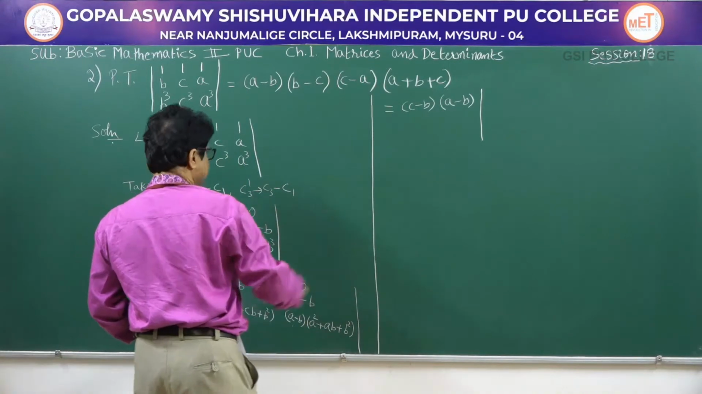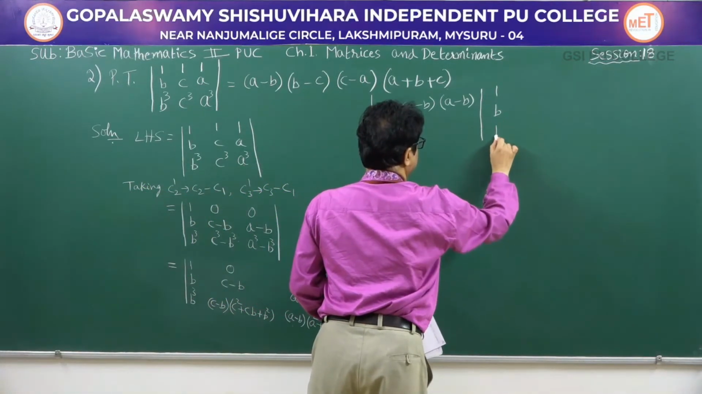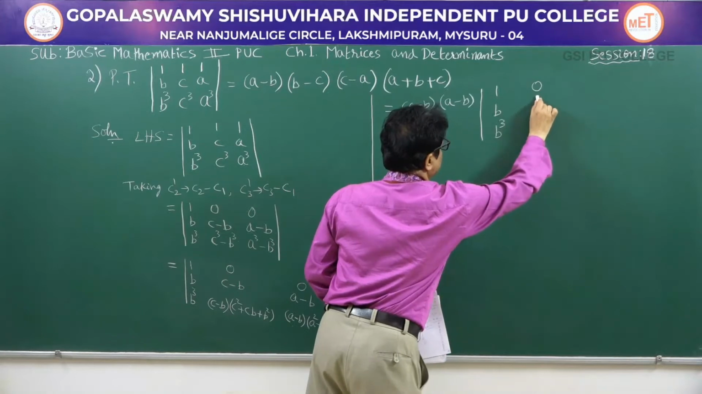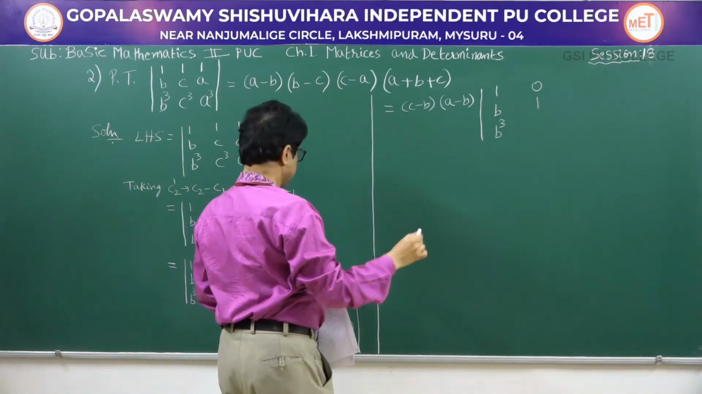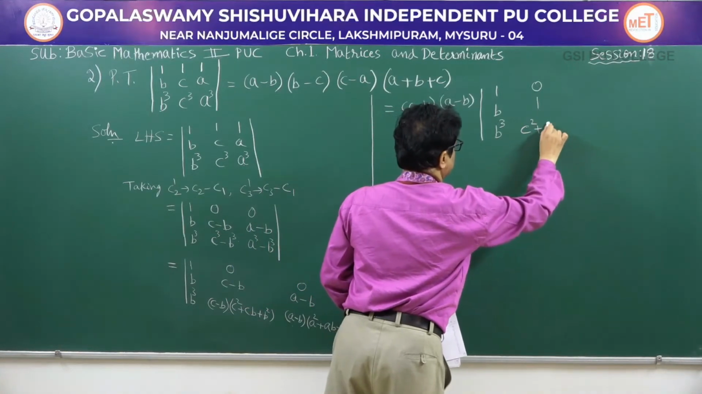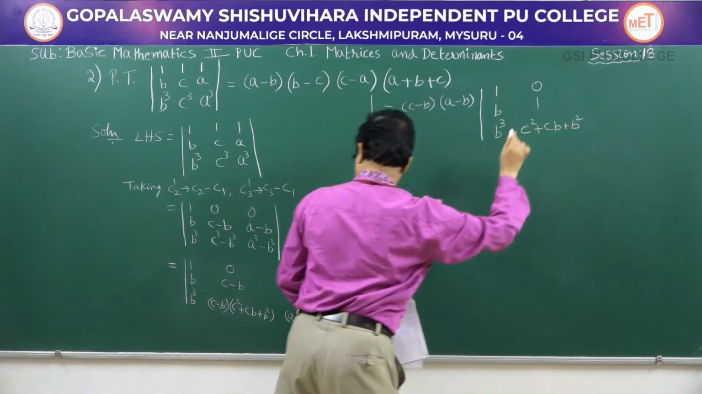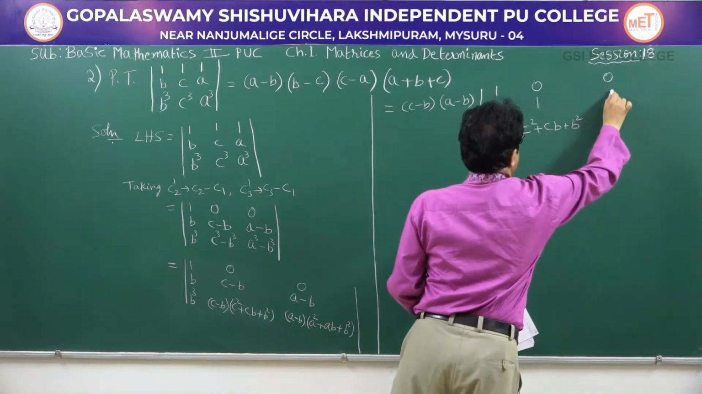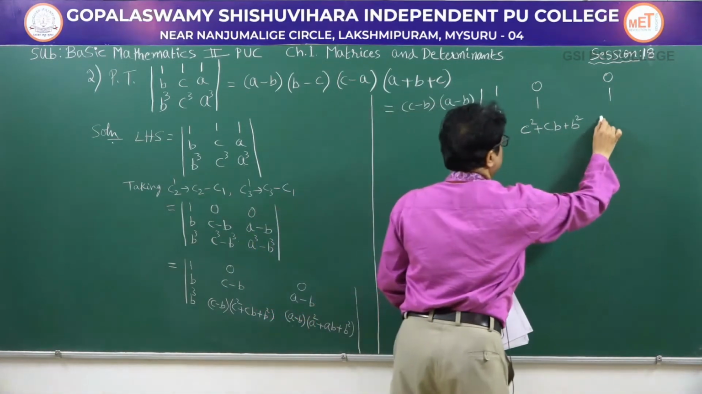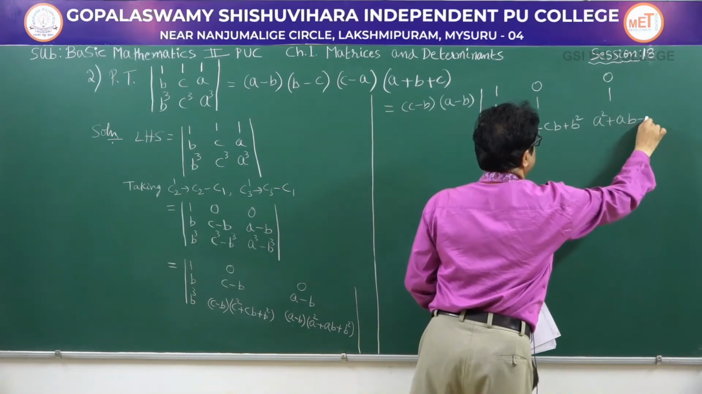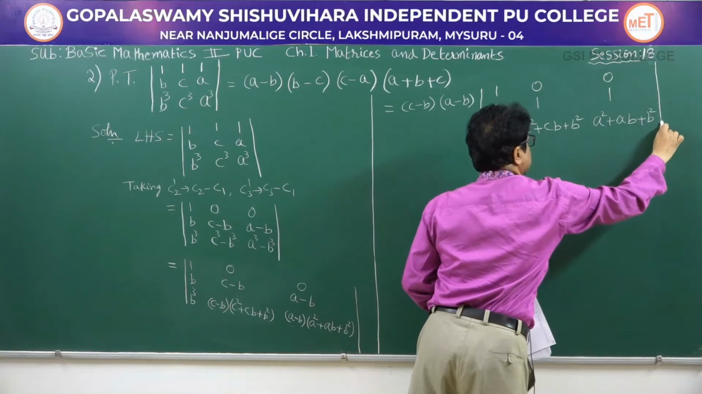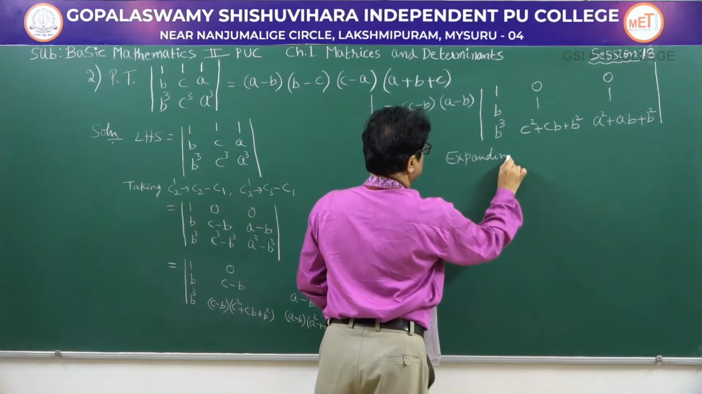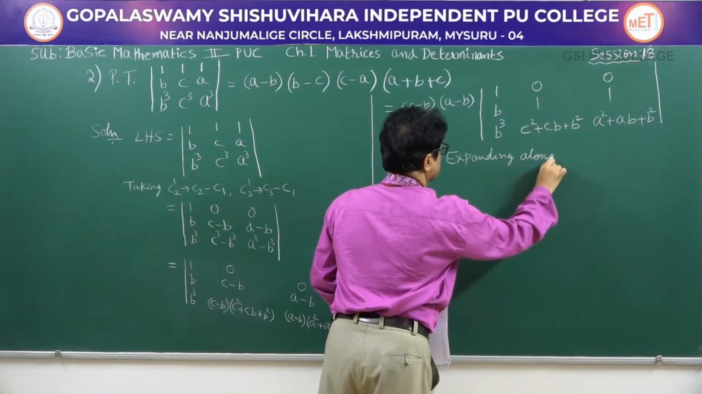So first column is as it is, 1, b cube. Second column becomes 0, 1, c square plus cb plus b square, and the column 3 becomes 0, 1, a square plus ab plus b square. Expanding along R1.